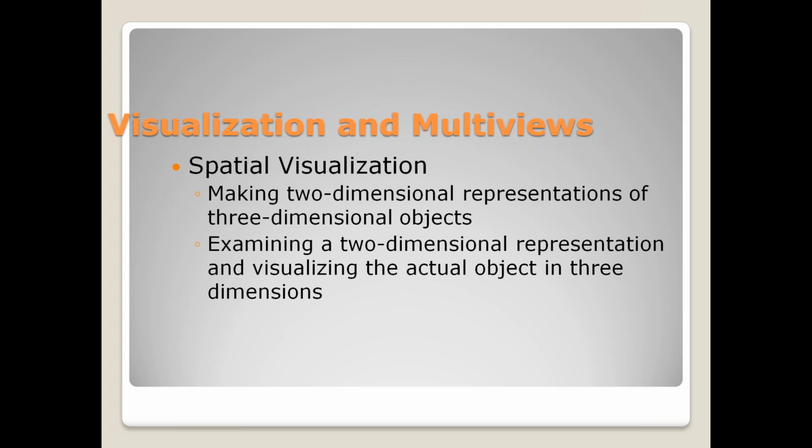of a three-dimensional object, or looking at a two-dimensional representation and visualizing the object in three dimensions, requires a skill known as spatial visualization. So to make it short, it means making a two-dimensional representation of a three-dimensional object, or going the other way around, looking at a three-dimensional object and then making a two-dimensional representation. This is what we call spatial visualization.